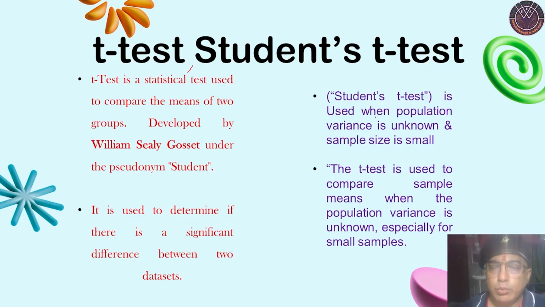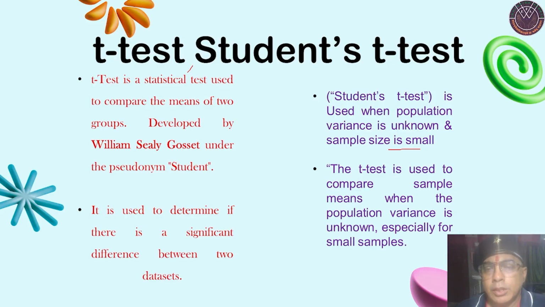It is used when the population variance is unknown and the sample size is small. So it is used in both cases. Basically it is used when the sample size is small. When the sample is large, then you use the z-test.